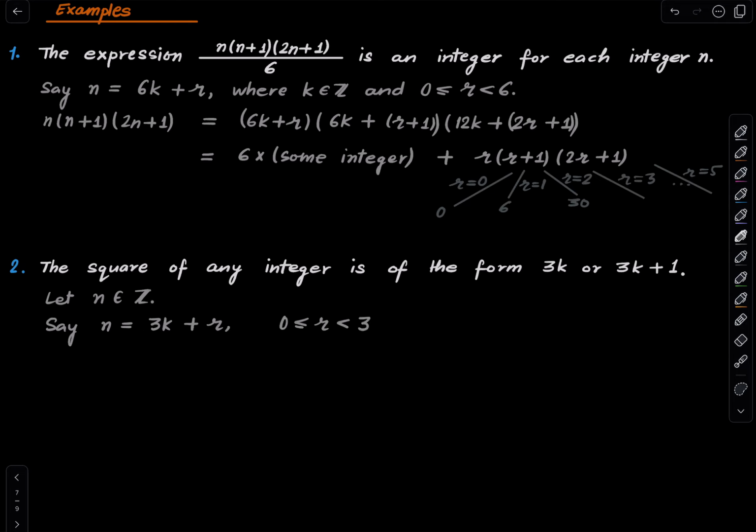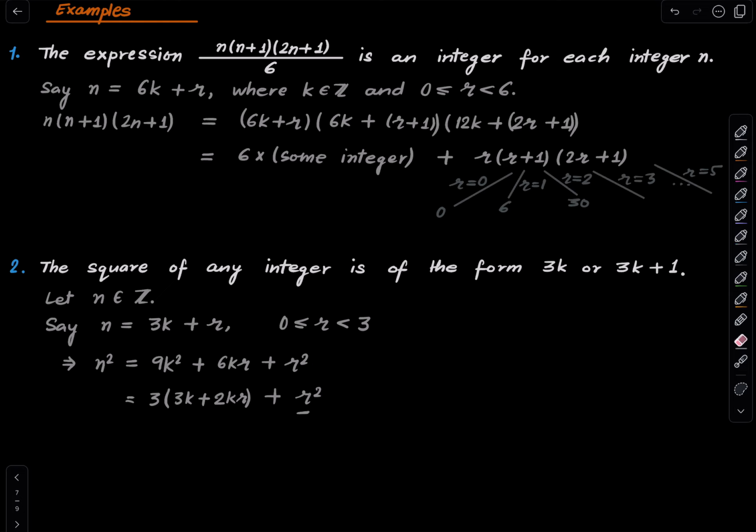So thus, n squared is, basic algebra, 9k squared plus 6kr plus r squared, which is 3 times some garbage plus r squared. What is the garbage? Let me write it down. We don't care, but still. 3k squared plus 2kr.